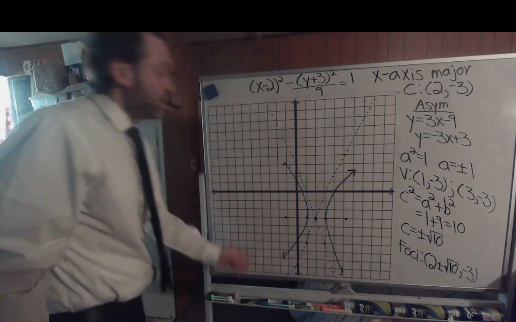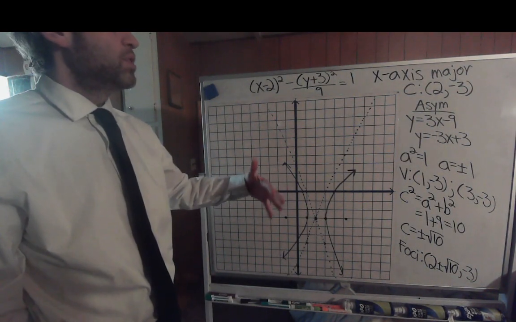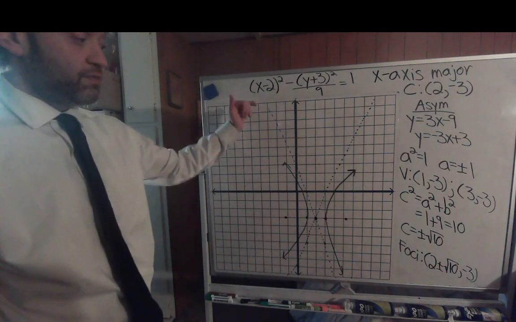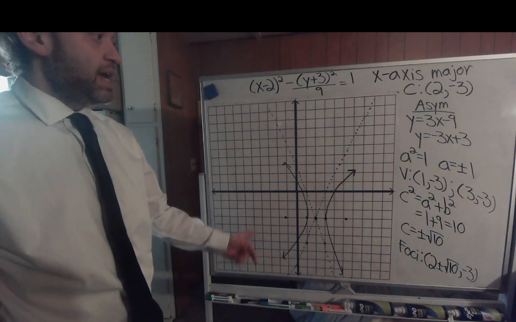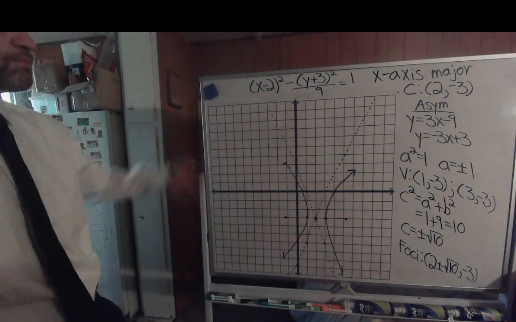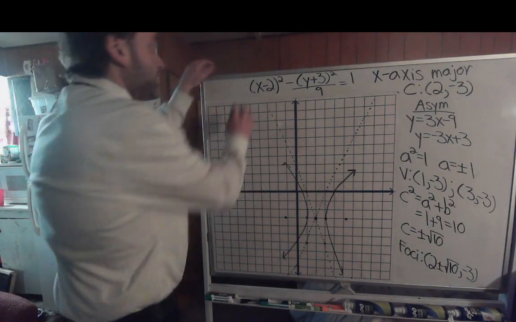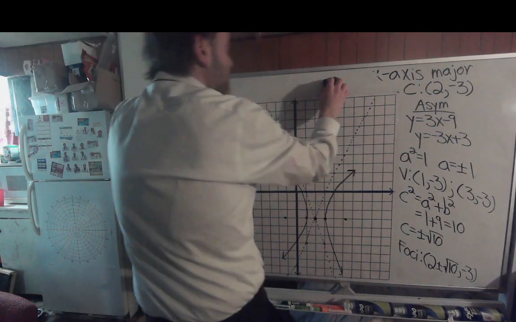So we have completely graphed this hyperbola with the center located at 2, -3, your various slant asymptotes, your vertices at 1, -3, 3, -3, and then your foci. One more graphing one, and then we're going to do some more find-the-equation type exercises.